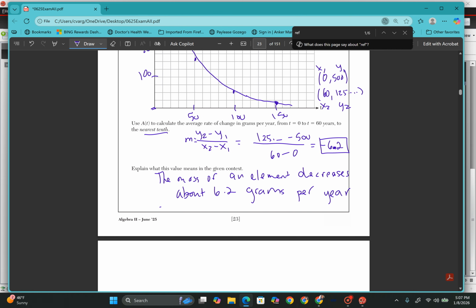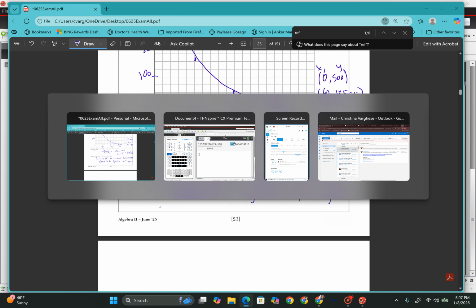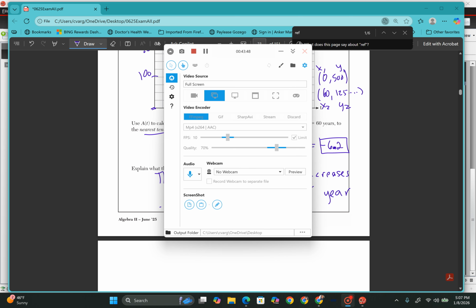Good. So explain what this means in terms of the given context. We are done. The mass of an element decreases about 6.2 grams per year, and we are done. That's it. All right, not too bad, I hope. 44 minutes? I'll take it.